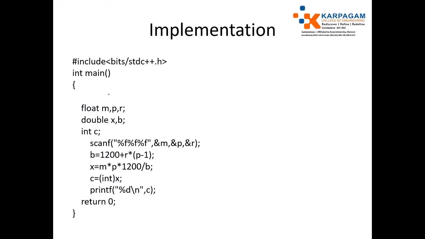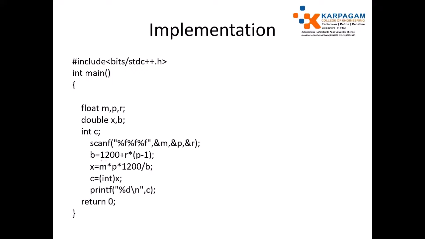Just include the header file and declare 3 variables for cash flow M, period, and rate of interest, and create another float variable S, comma B. Just store the result into C, which is an integer. Get the input from the user. And we use this formula to find B.